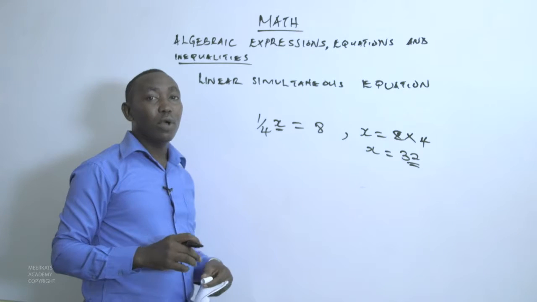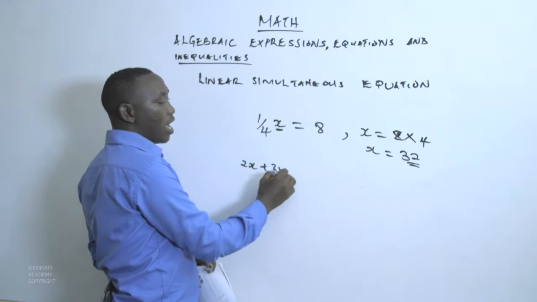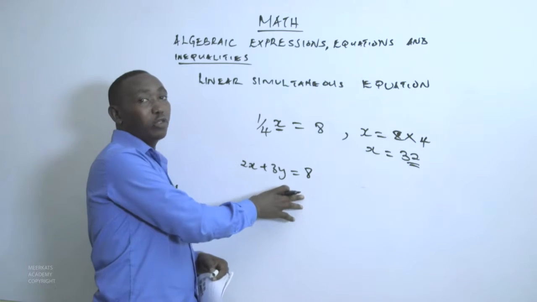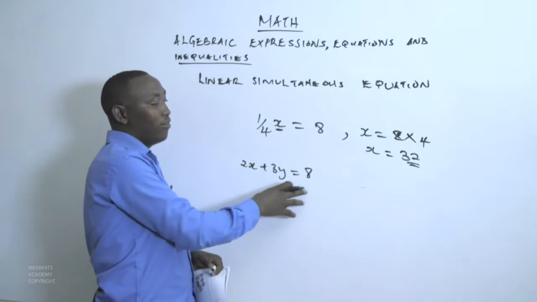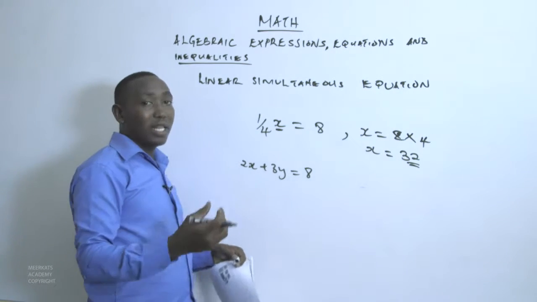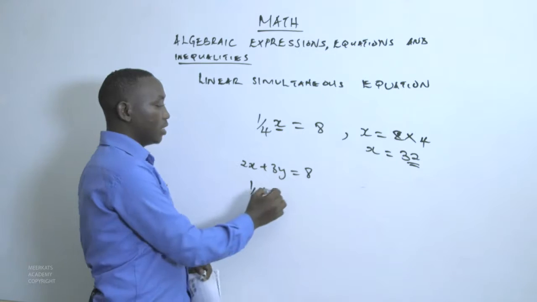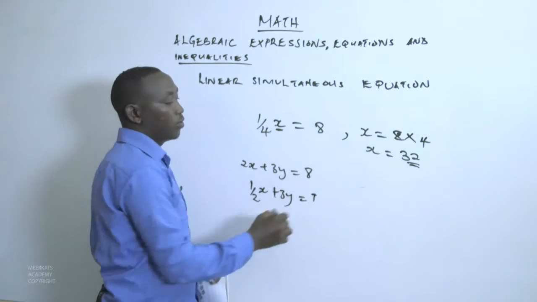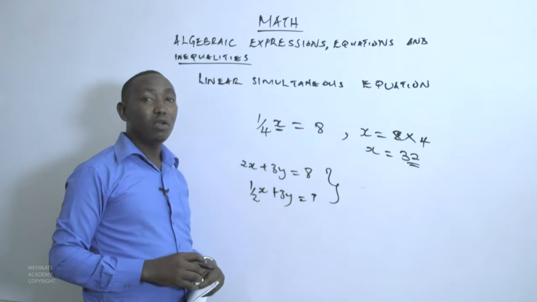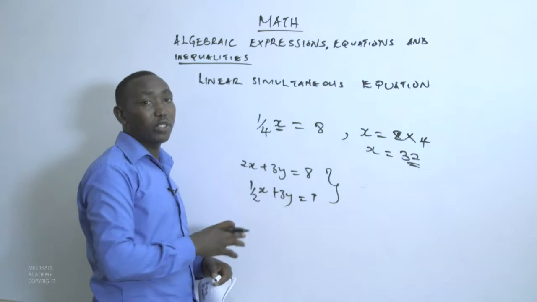But in case we have two unknowns in an equation, so that we have 2x plus 3y is equal to 8, for instance, then you'll discover that there are going to be several solutions which are going to end up giving us the same answer, which is 8. What if we add another equation? Let's say a half x plus 3y is equal to 9. Then we can combine the two and have a single solution representing the two equations that we have here.